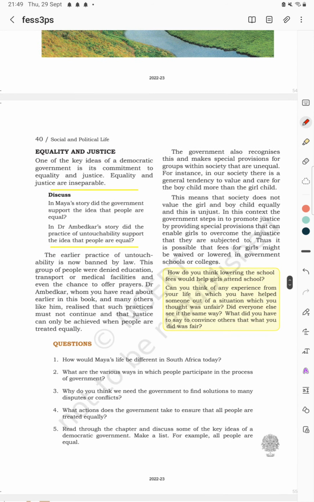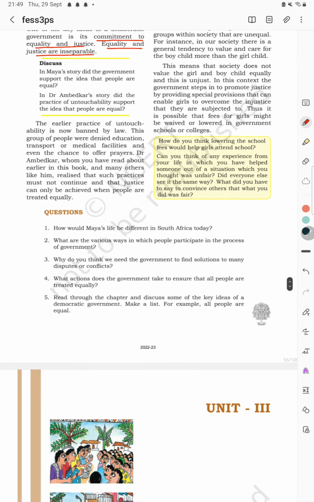So another important key element of the democratic government is equality and justice. One of the key ideas of the democratic government is its commitment to equality and justice. Equality and justice both are inseparable. The earlier practice of untouchability is now banned by law, Article 17. This group of people were denied education, transport, medical facilities, and even the chance to offer prayer.